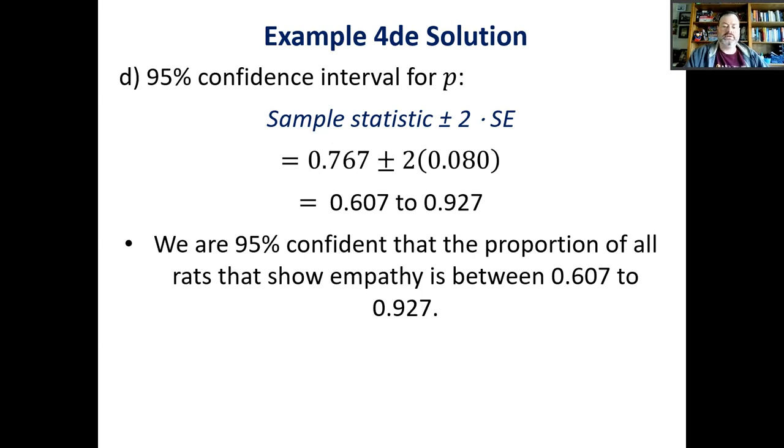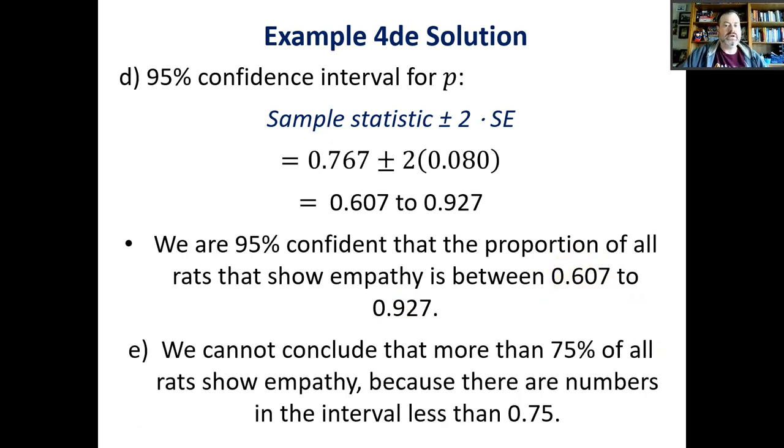Okay, last question. Can we conclude more than 75% of rats show empathy? Well, here's the thing. Our original sample statistic is bigger than 75%. So you might think, well, sure, if the original sample is more than 75%, then yeah, probably more than 75% of rats would do this thing. But we know that samples vary. And if you're going to conclusively claim that something is true to some level of confidence, 75% has to be not contained within this interval, because there's numbers in this interval less than 75%. So that means it's plausible that it could be less than 75%. So we can't conclude that P is greater than 75%.